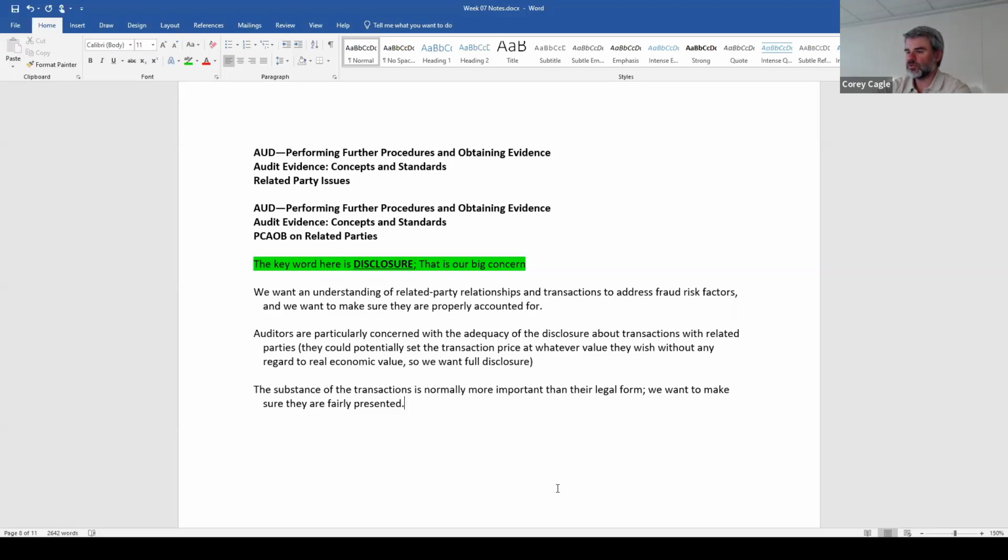We want to make sure they are fairly presented. So that's that. Questions to look at on that? I highlighted just a couple.